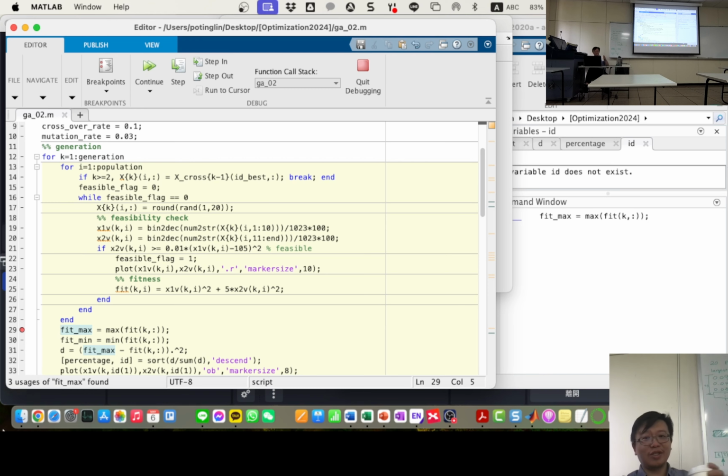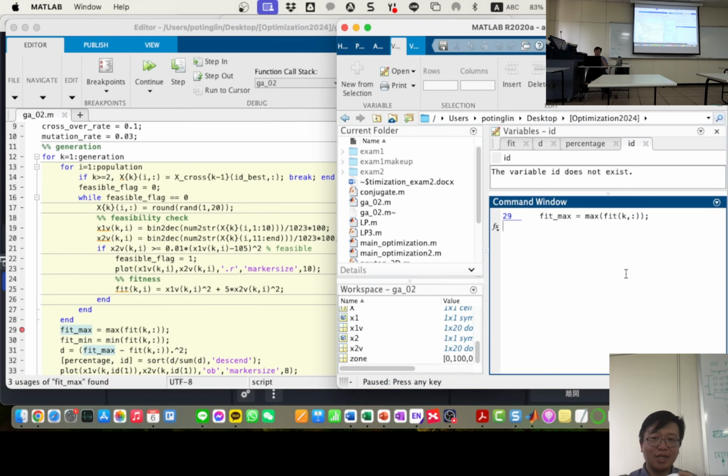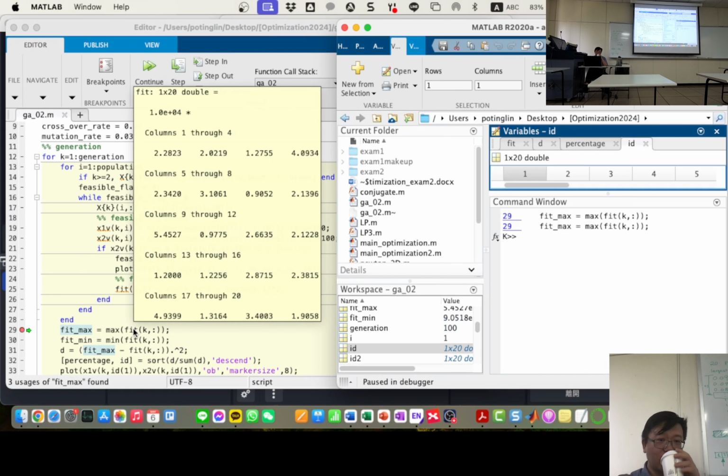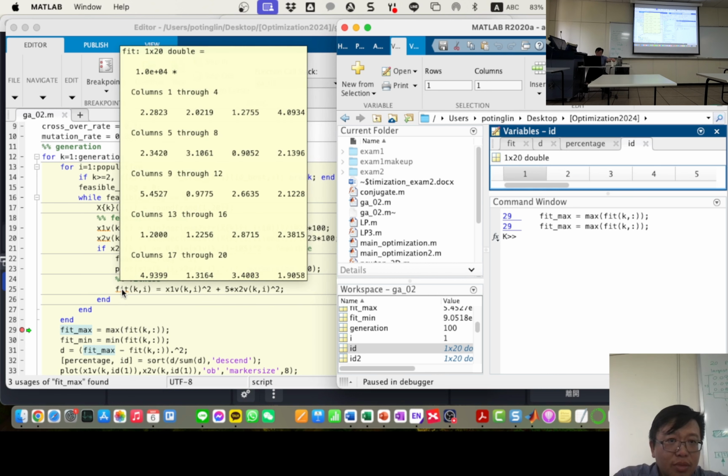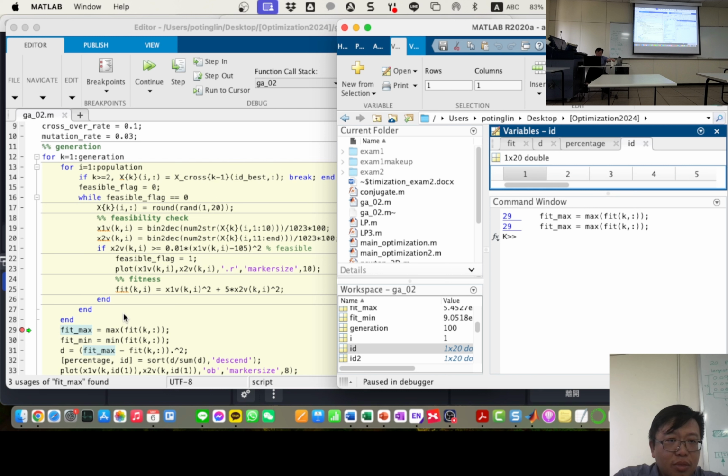Almost there, but some bug. Okay, fit. K now equals to 2, yeah. By 2, perfect. K equals to 2.